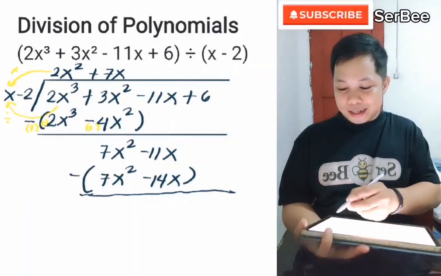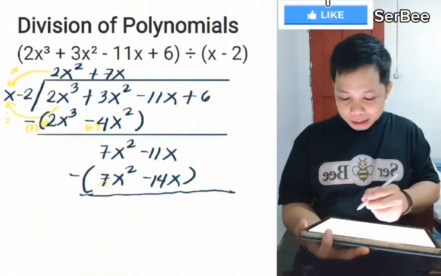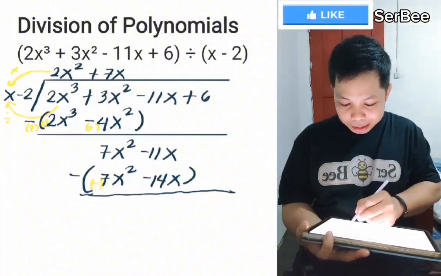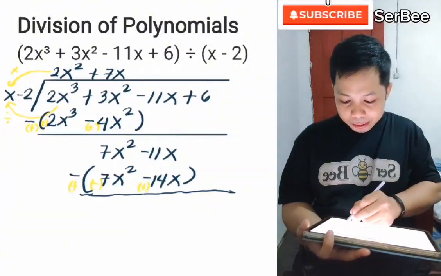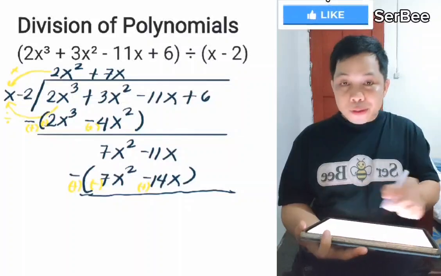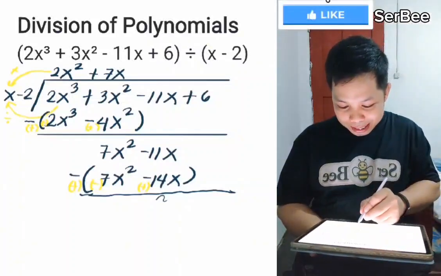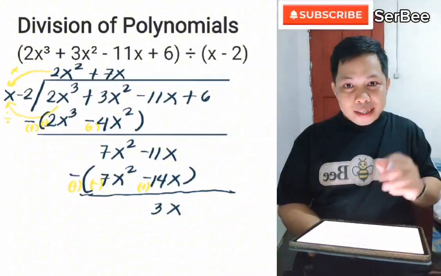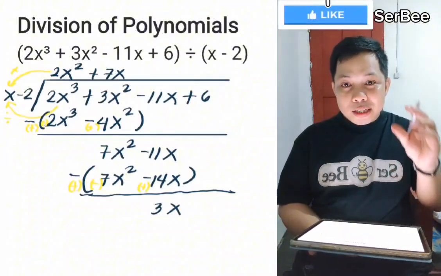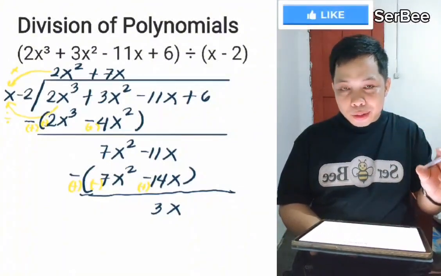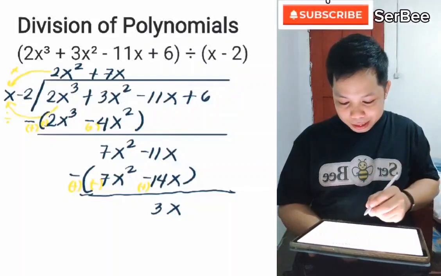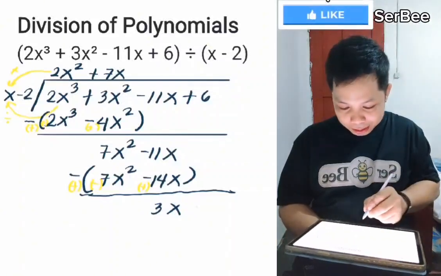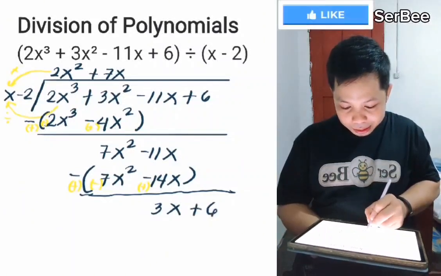So, ano makukuha natin? So, dapat careful tayo dito. Huwag natin kalimutan mag-change ng sign. Okay? Ano po ang makukuha natin? Makukuha natin ay, so this is 3x, di ba? Kasi negative 11 plus positive 14 equals positive 3. 3x. Then copy the variable x. Then bring down natin si 6.